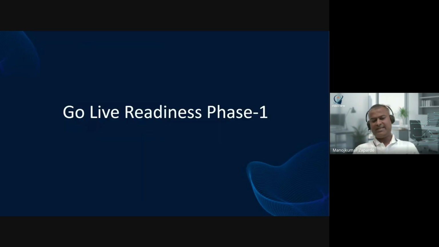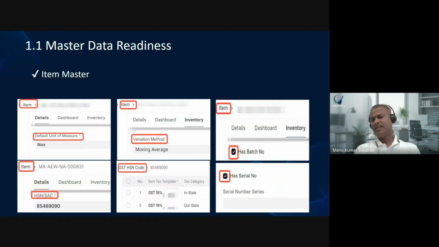Right. So as I discussed earlier, these two readiness checklists, we have bifurcated into two phases. The first phase is regarding the master data readiness. In the item master, I have highlighted a few cases which are crucial points we need to identify at the time of setting up the masters, because if we miss anything, it is very difficult to rearrange after going live.